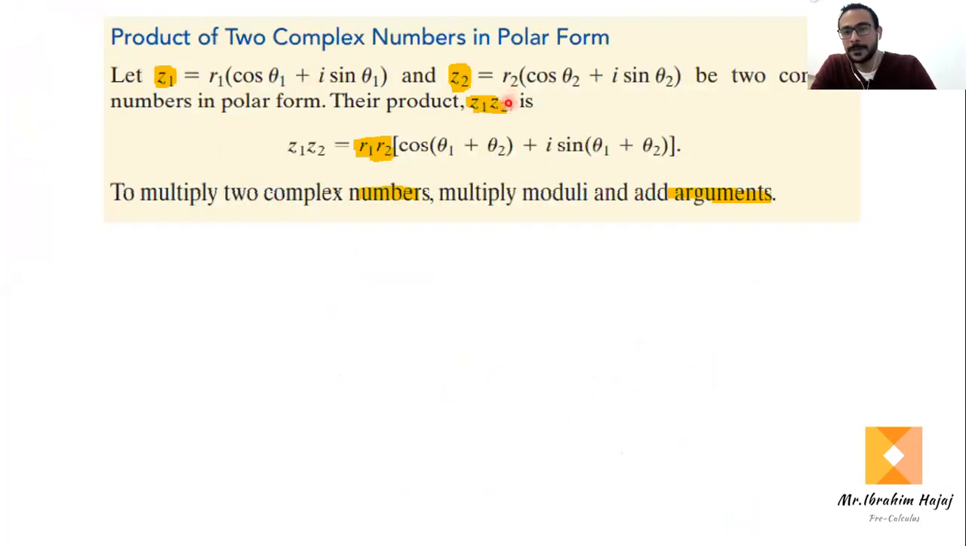Product of two complex numbers in polar form. When you have two complex numbers z1, z2, you just multiply the moduli, plural of modulus, r1 times r2, and then add the angles, and multiply r1 and r2. So r1 times r2, bracket, cosine of theta 1 plus theta 2, plus i sine of theta 1 plus theta 2. This is the product of two complex numbers in polar form.